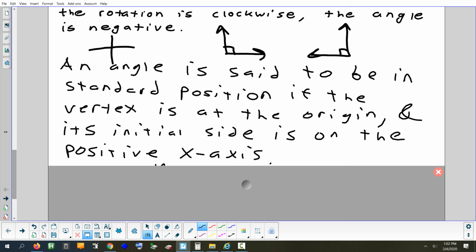The next thing is the initial side. Remember, there's initial and there's terminal. The initial has to be on the positive x-axis. That's that section right there.